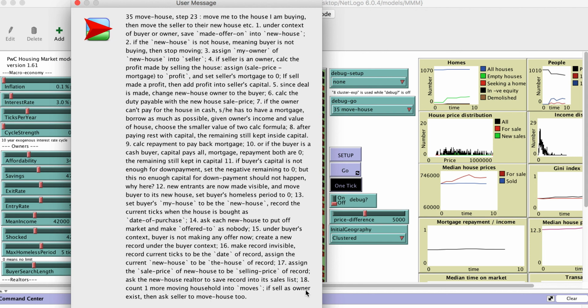And if seller as owner do exist, we will also ask the seller to do the same function as well, because the seller also sold this house and will buy another house. Once he bought another house, he will also move itself to the new house. So the seller will apply this function as well.